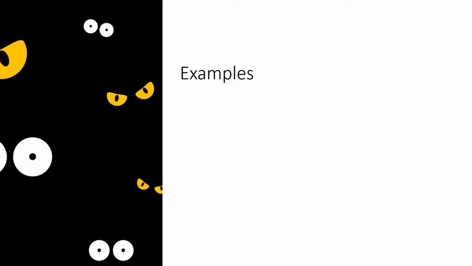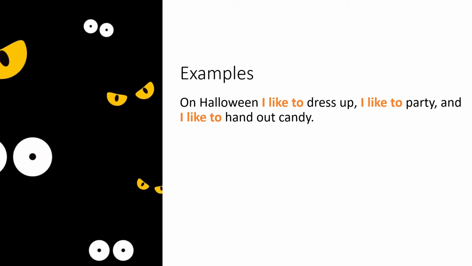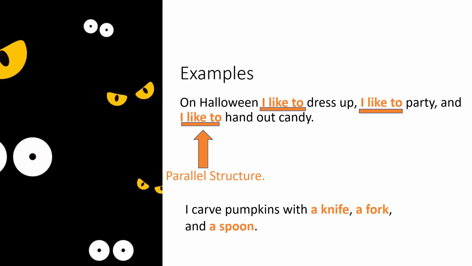Here's some examples. On Halloween, I like to dress up, I like to party, and I like to hand out candy. The underlined and the bolded orange words show that this is in parallel structure because they are in the same grammatical form and show equal value to each other.